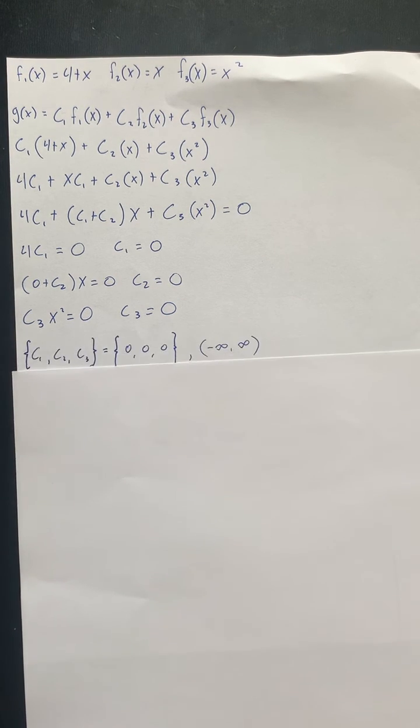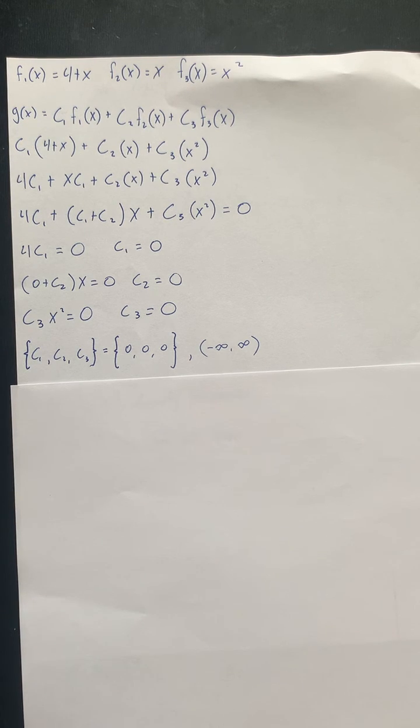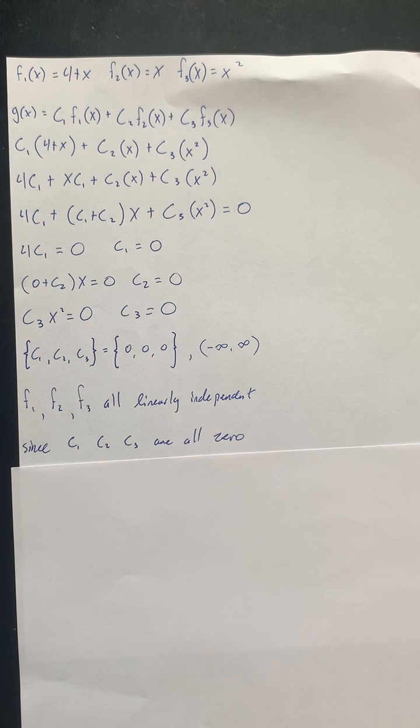So now knowing this, we have that c1, c2, and c3 all equal 0 on the interval from negative infinity to infinity. Now, since this is the case, f1, f2, and f3 are all linearly independent since c1, c2, and c3 are all equal to 0.